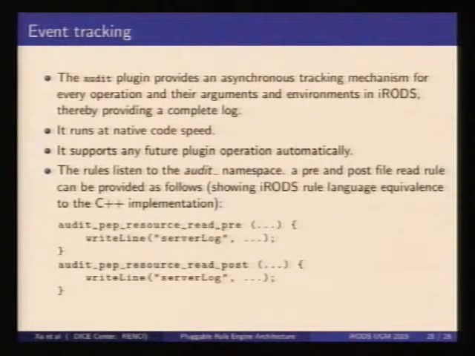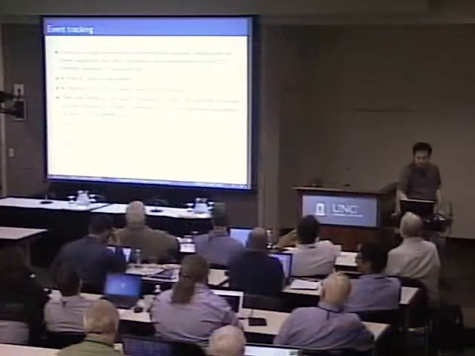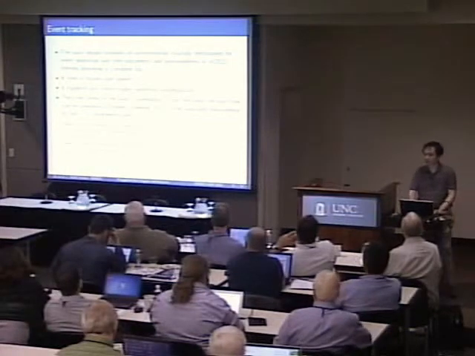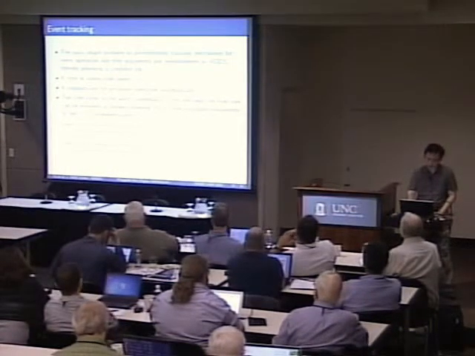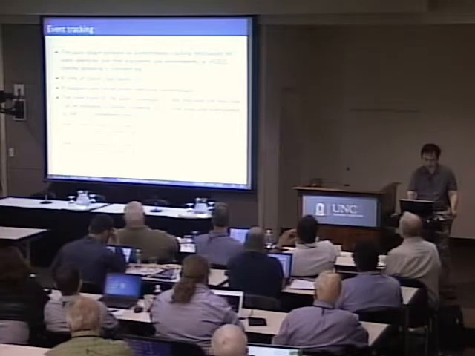So it's the audit plugin. It runs at native speed because it's actually written in C++. That is important because you don't want too much overhead to your system when you enable auditing. You don't want to interpret the language, you want to compile the language.